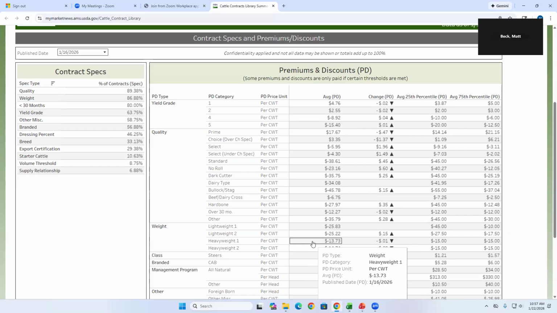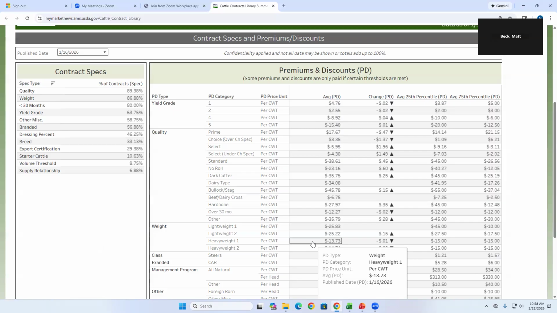Is that surprising? No. This is how packers incentivize producers to harvest heavier cattle. They play with these premiums and discounts. The other thing I want you to note, look at the premiums for yield grade 1s and 2s and compare those to the premiums for primes and upper 2/3 choice. They are much more incentivizing quality over yield. Okay. That's another way that they incentivize producers to feed cattle to heavier endpoints.